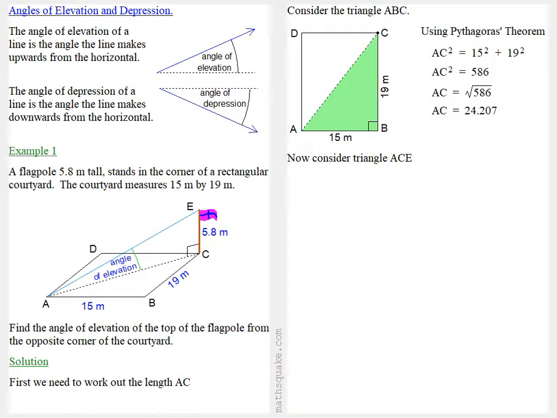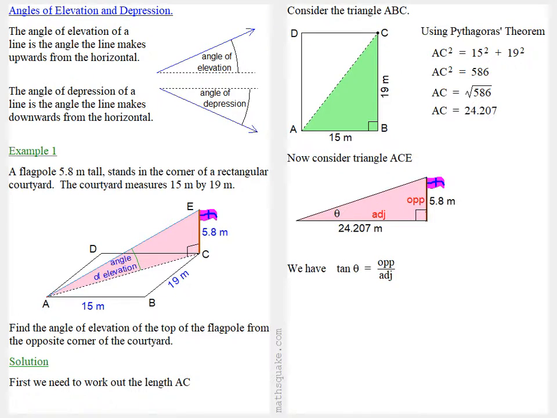Now let's consider the triangle ACE. Again, we should draw a flat view diagram. We want to find the angle of elevation which we've marked as theta. The height of the flag, 5.8 meters, is the opposite side of the triangle, and the diagonal of the courtyard, 24.207, is the adjacent side in the triangle.